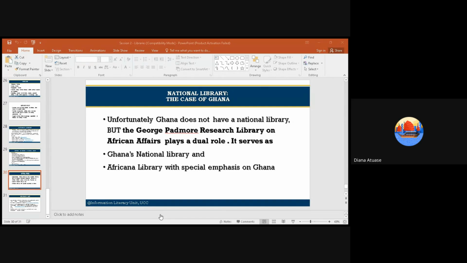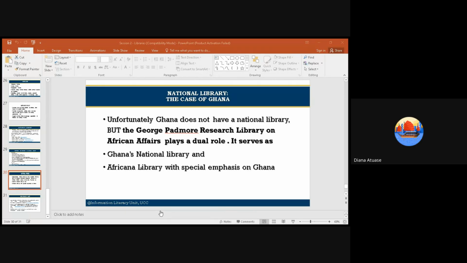Yes. Your hand is up. Yarira. Yes. Why is Ghana not having the national library? Is there anything Ghana covered?